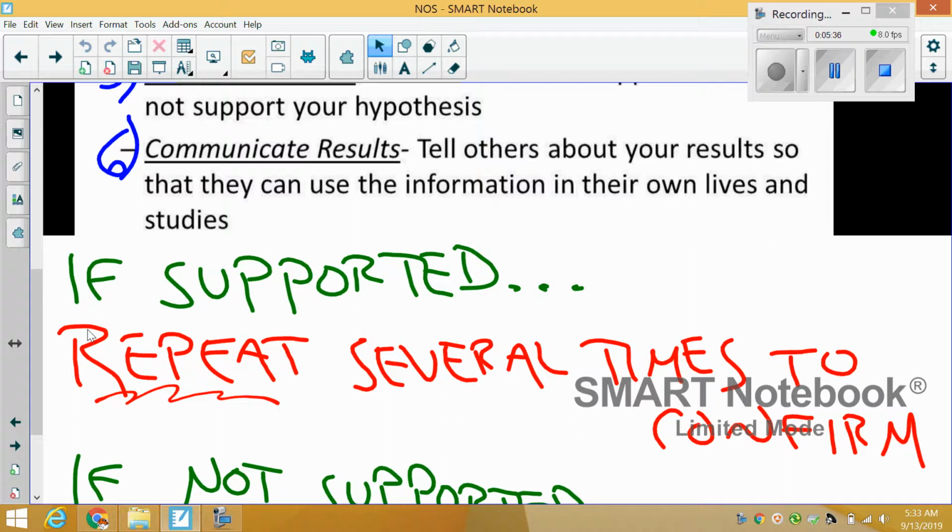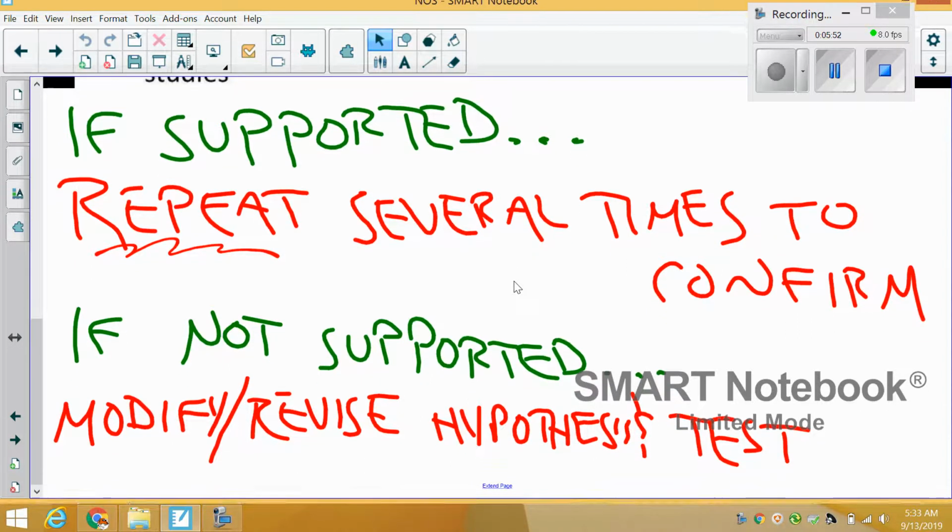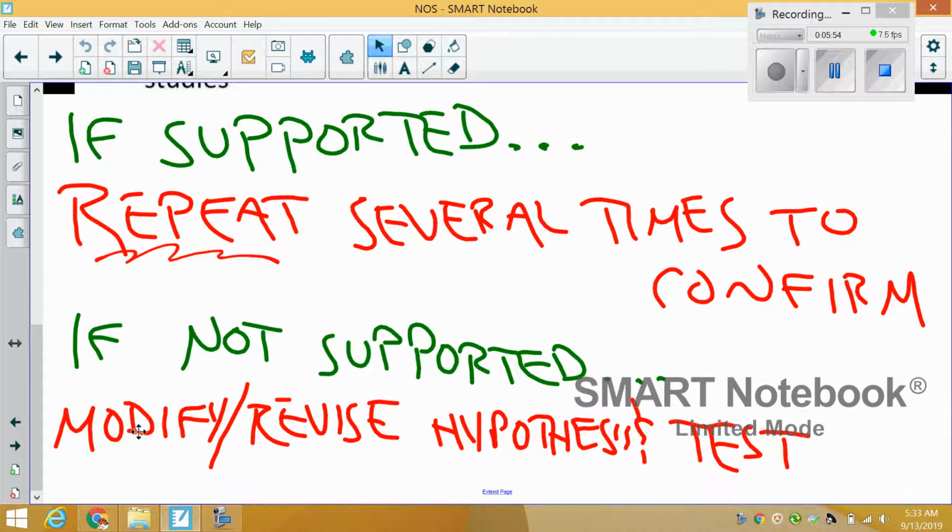Now remember, if our hypothesis is supported, then we want to repeat that hypothesis several times to confirm it. It's important to repeat tests to make sure that you get the same results over and over again, or at least similar results. And if it's not supported, that means you would modify and revise your hypothesis.